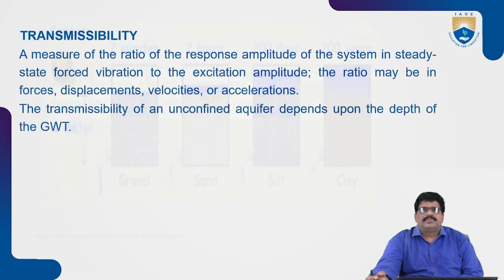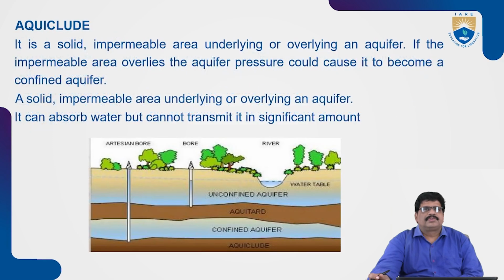Next, transmissibility. It is the measure of the ratio of the response amplitude of the system in steady-state vibration to the excitation amplitude. This ratio is of the force, displacement, velocities as well as accelerations.